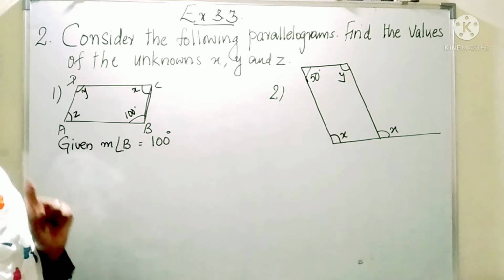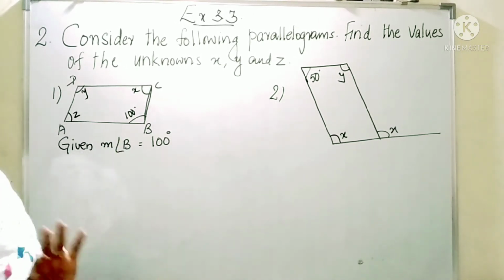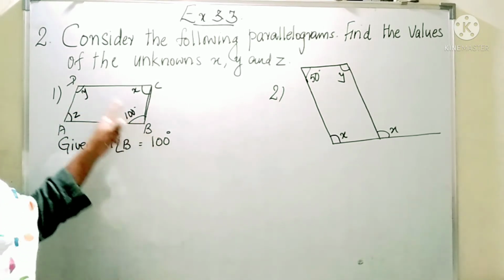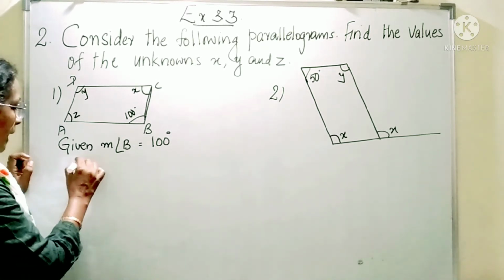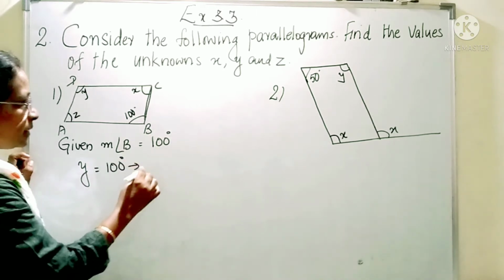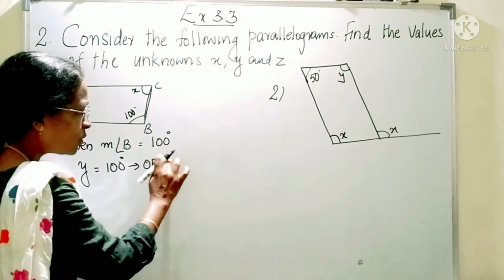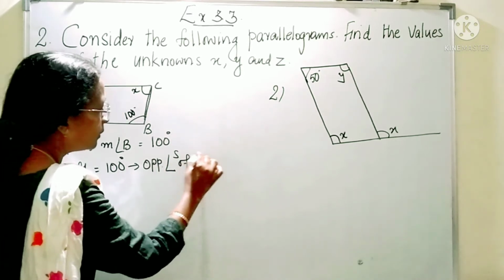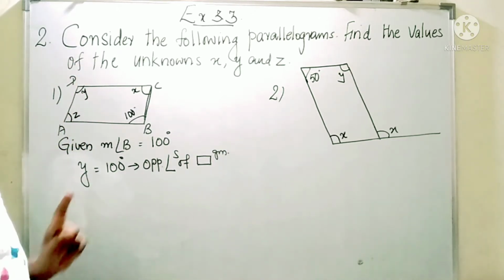Now which angle can you find out easily? If you know two properties of parallelogram, you can find out all the angles. What is the first property? The opposite angles of parallelogram are equal. So angle y is equal to 100 degrees. What is the reason? Opposite angles of parallelogram. You can write all short forms. Please write the reasons and learn.